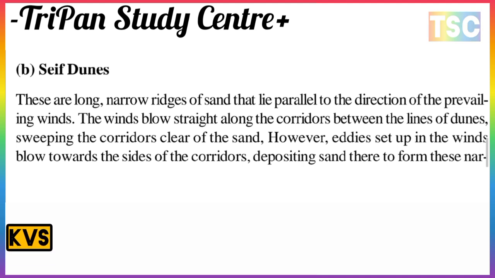The corridor is clear of sand, however the areas set up in the winds blow to the side of the corridors, depositing sand, and there it forms a narrow ridge.